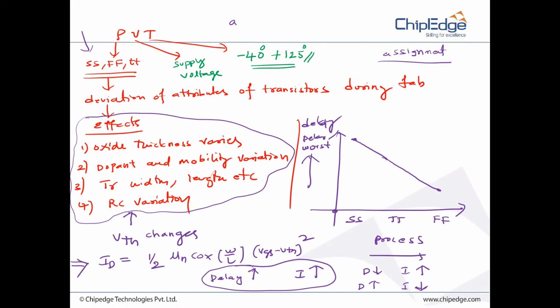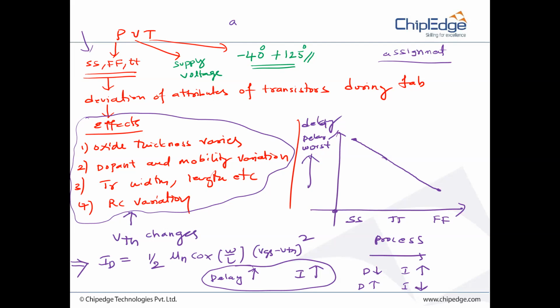Any doubts about process? Please open the lib file and check each process also. That was your assignment in the previous sessions. I said you check everything. What is the difference between SS? What is the difference between FF? What is the difference between TT? Is it clear, guys? Okay, fine. We'll go to voltage now.